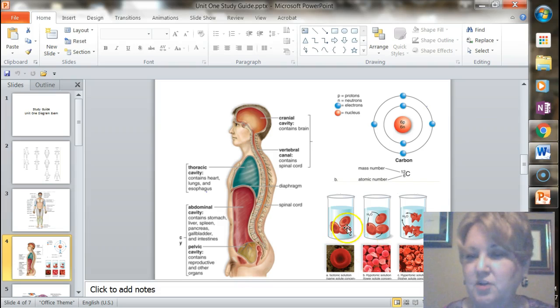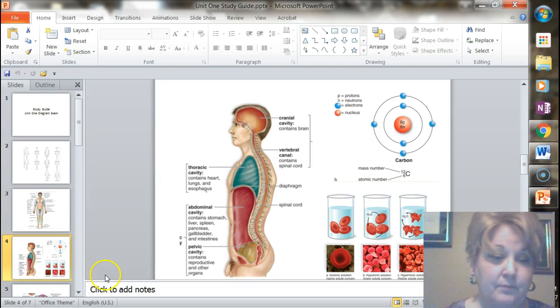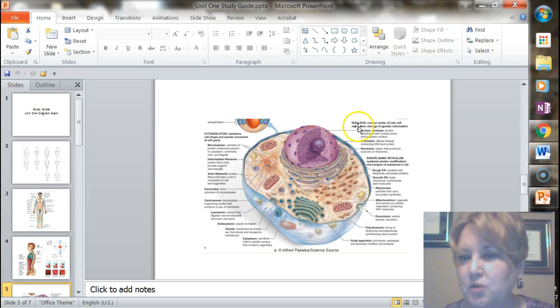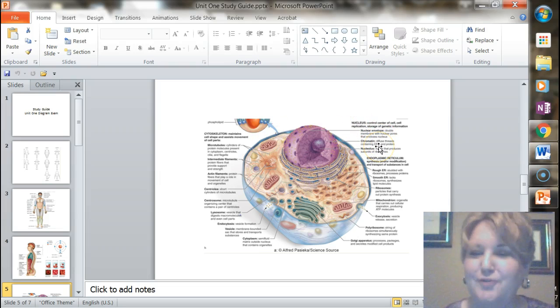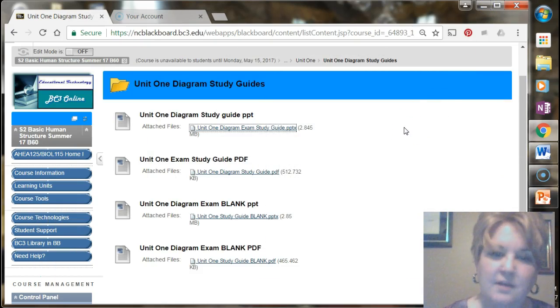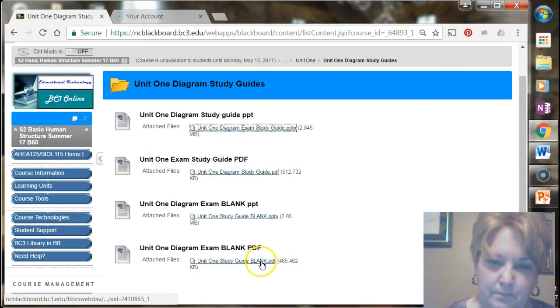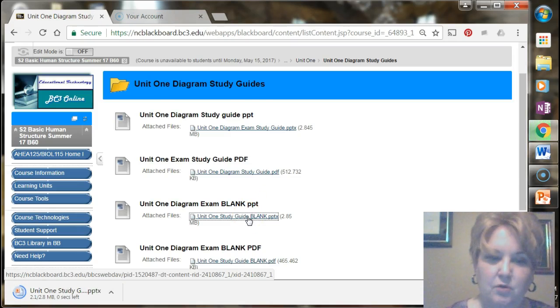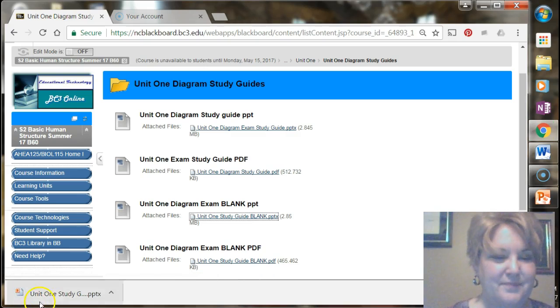And here there's some information about tonicity, about atoms, and then about the cell. For the cell, you'll just want to know these terms. You do have to know the other information for the exams, but for diagramming, for labeling, you simply just need to know the term. Put that away. All right. Then we have a diagram exam study guide. Let's take a look at what this looks like. It will look quite familiar.